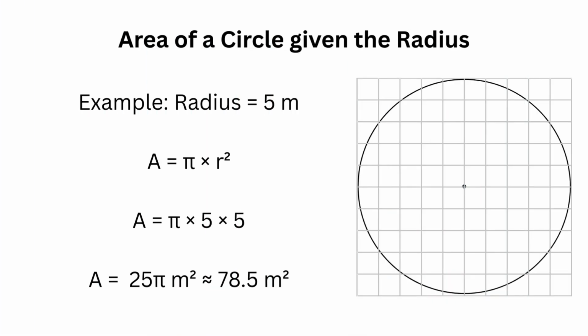If the radius is 5 meters, we plug it into the formula. A equals pi times 5 squared, which is equal to 25 pi. Using 3.14, we get about 78.5 square meters. That's how it works with a radius. But what if we start with the diameter?